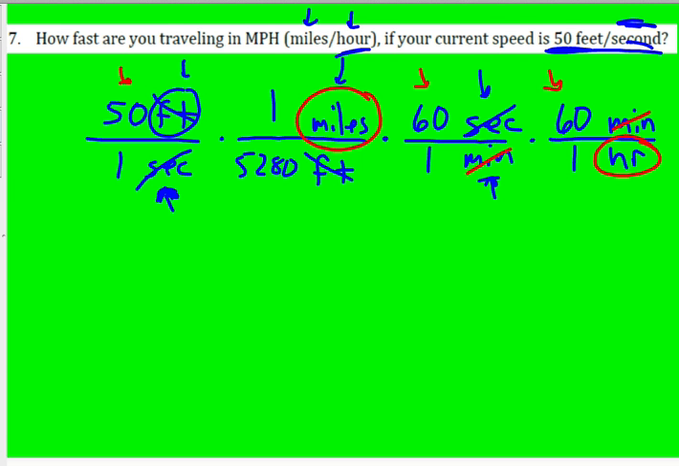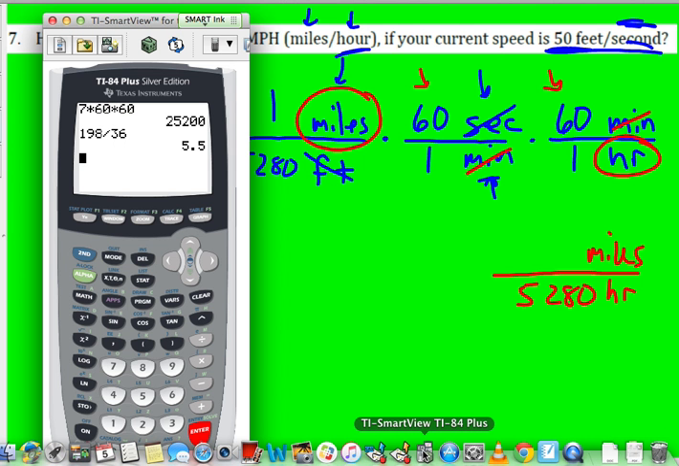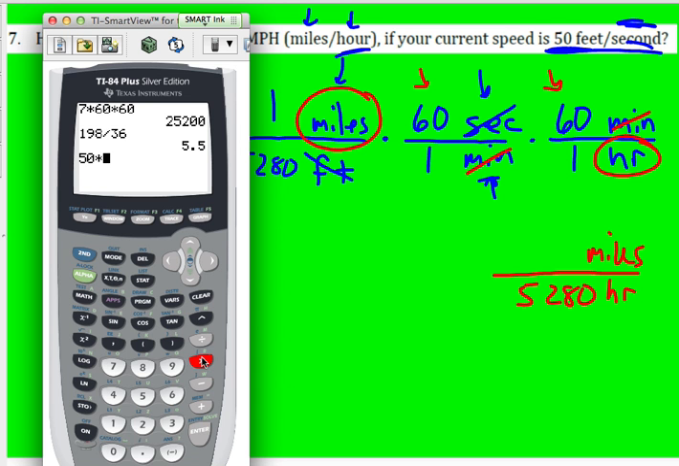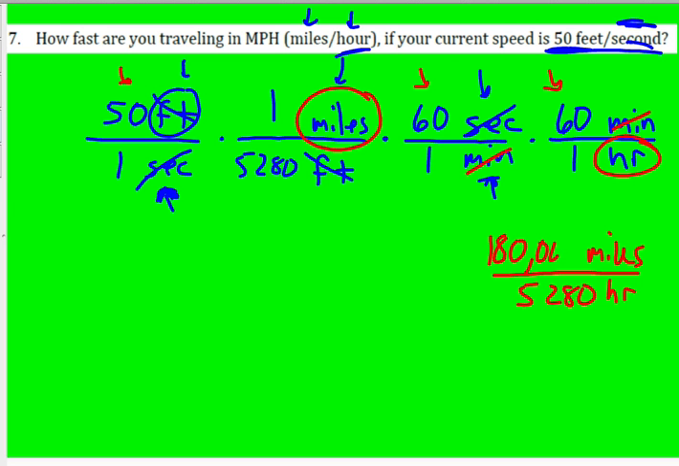And your denominator is 1 times 5,280 times 1 times 1. So really, we have 5,280 hours right now. And miles on the top, 50 times 60 times 60. Oh, let's plug that in real quick. 50 times 60 times 60. And we get that. 180,000.